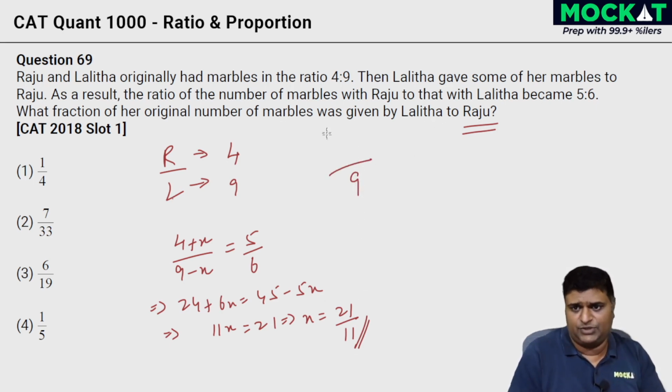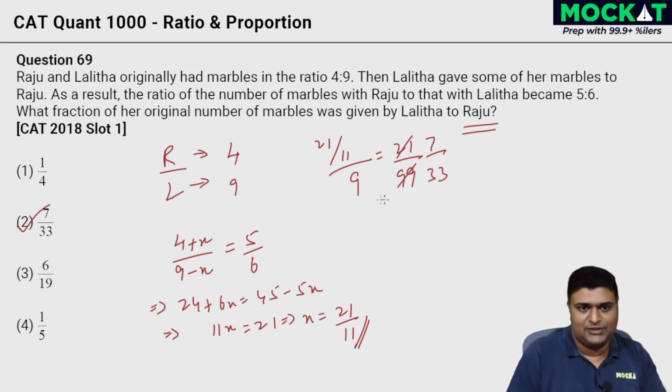That is x, which is 21 by 11 was what was given out, which is nothing but 21 by 99. You divide by 3 and you get a 7 by 33. And that becomes the answer for this question.